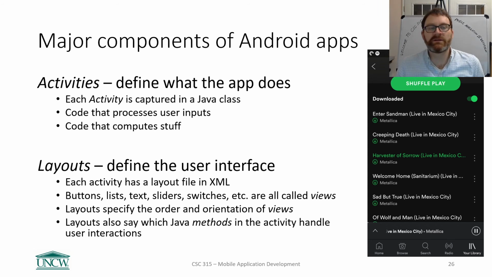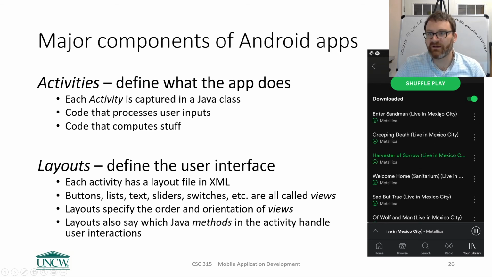The other major component are the layouts. The layouts define the user interface. This is going to be a little bit different from probably any sort of development you've done before. We've got activity Java code, which computes, processes, and does stuff. And then you've got layouts, which are these other things in XML files that specify the way the screens look. That's their job. This shuffle button goes here, and it's green, and it's got rounded edges, and it's got this text, and then we've got some text here, and a little switch, and then a list.